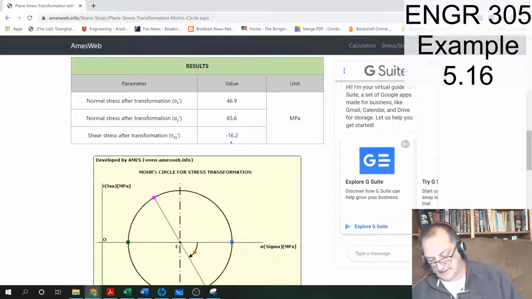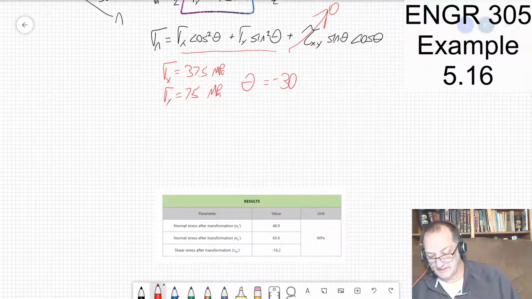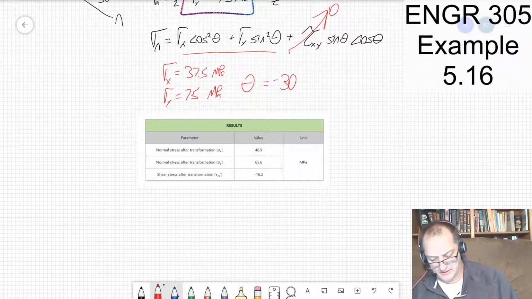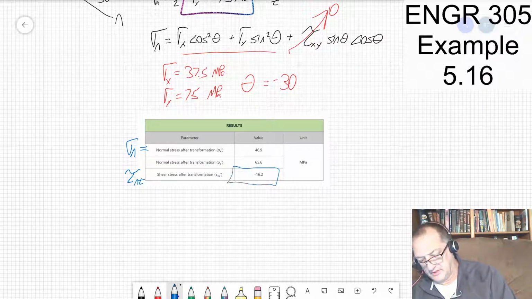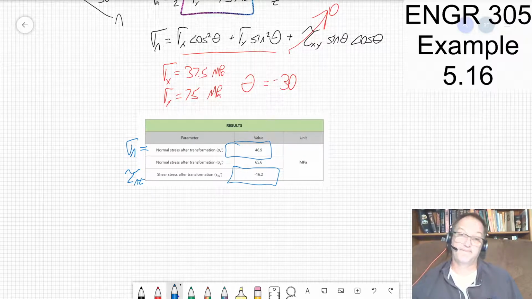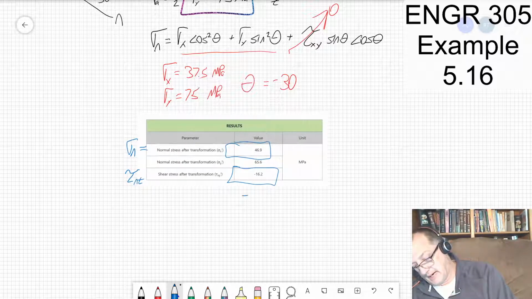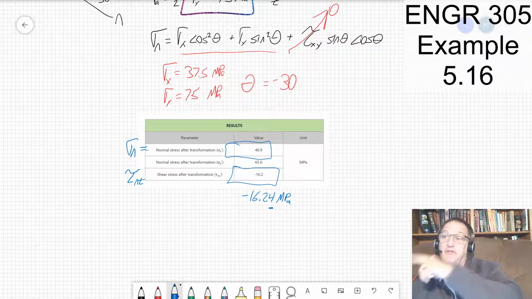Actually, since I told you I'd already recorded this one, I did it. Oh, that's not the button I want. I want that button. It's actually right there. I cut and pasted it in. So there's my answer. Sigma n is equal to, and tau nt is equal to those numbers there, and that matches up, well, almost exactly with what's in the book. In the book, they went minus 16.24 MPa. They carried one extra significant figure, and I think that's significant.